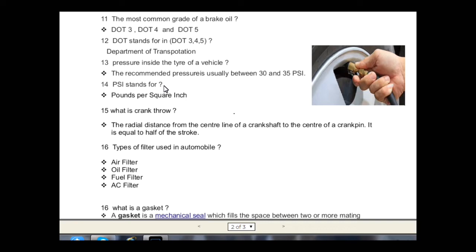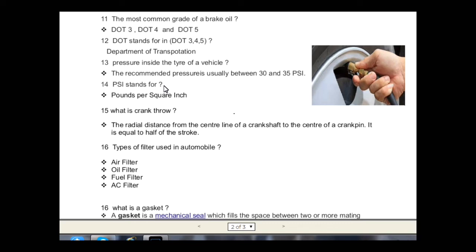The next question is the pressure inside the tire of a vehicle. The recommended pressure is usually between 30 to 35 psi. PSI stands for pound per square inch.